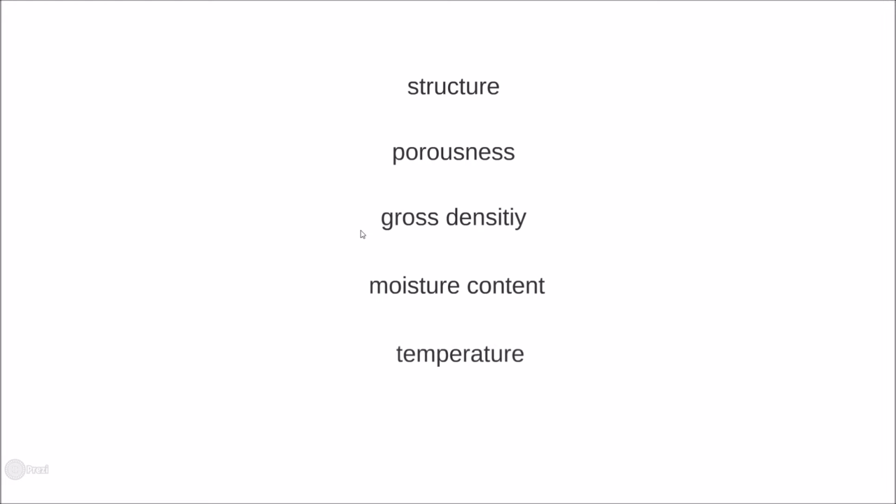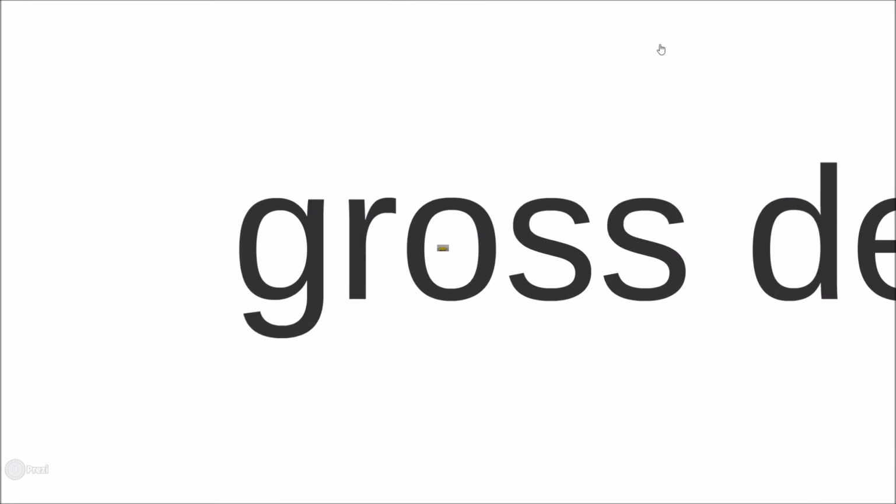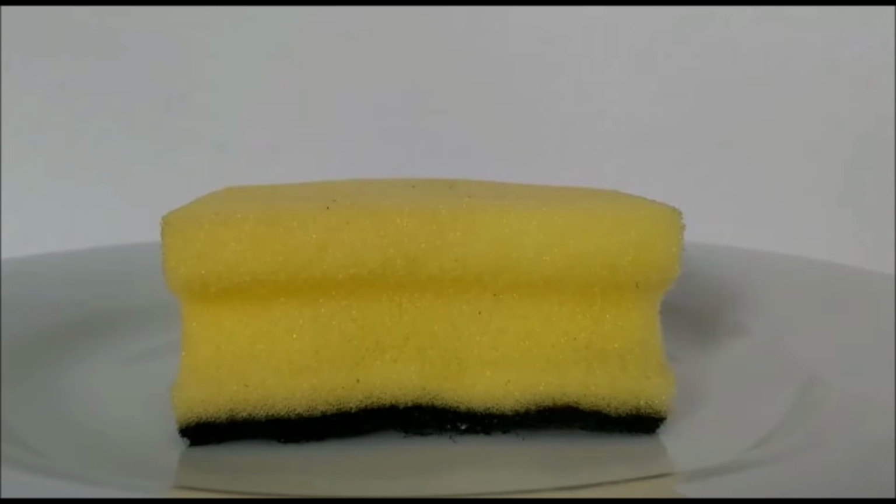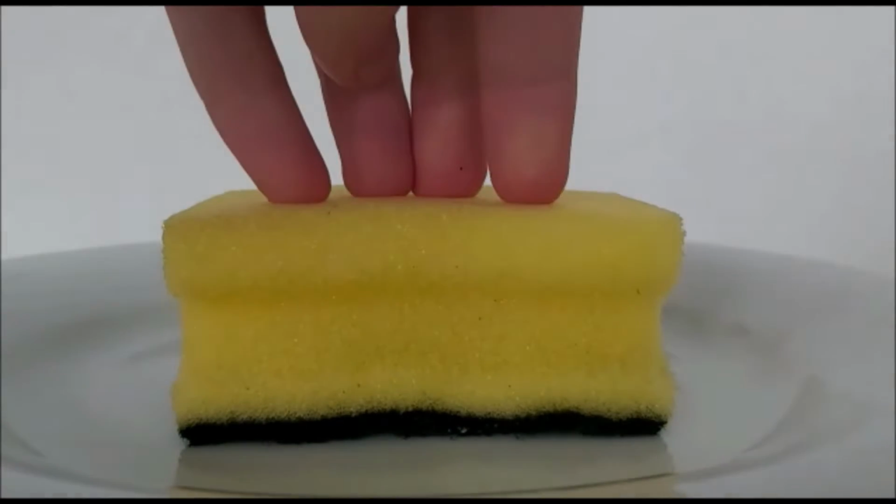The thermal conductivity is a measured value and is affected by some characteristics of the material. Some of these characteristics are the structure, porousness, gross density, moisture content, and the temperature. If the material has a low gross density, there are many voids in it. More voids means more air.